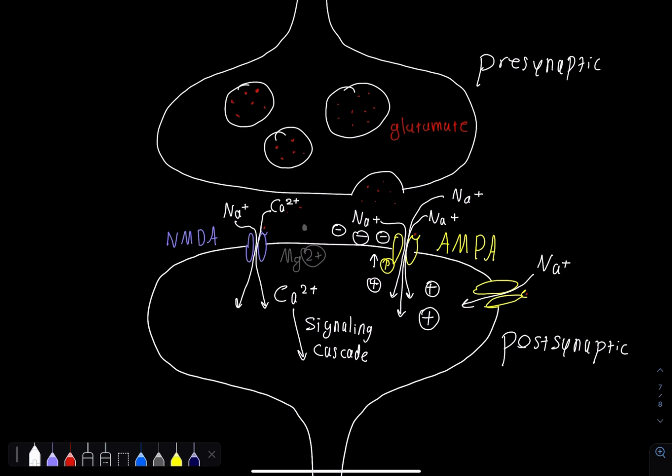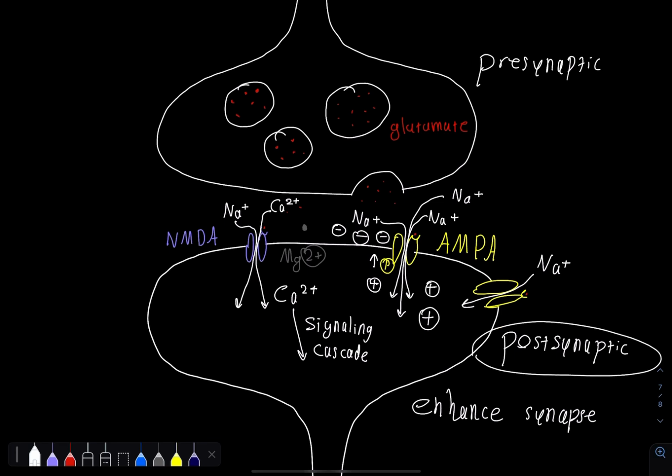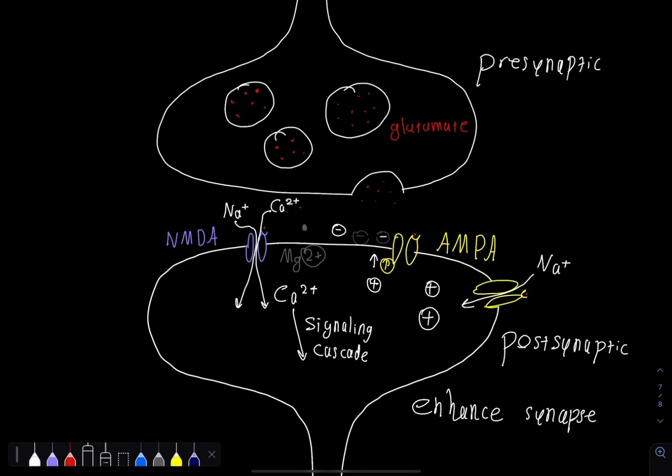So all of these processes are basically going to enhance the synapse. And it's going to make it so that it's going to be easier for this postsynaptic cell to fire at a later point in time after this process has occurred. So this is basically one of the mechanisms that's proposed to be responsible for long-term potentiation.